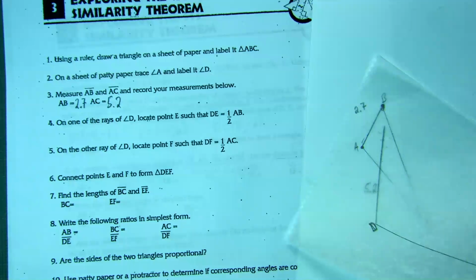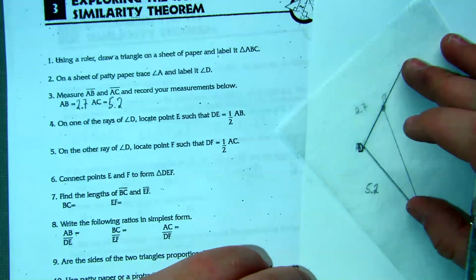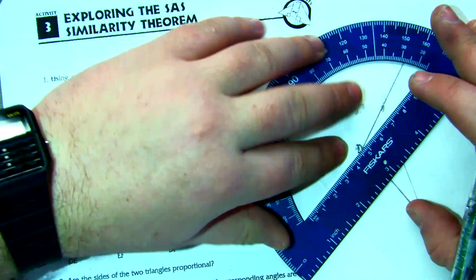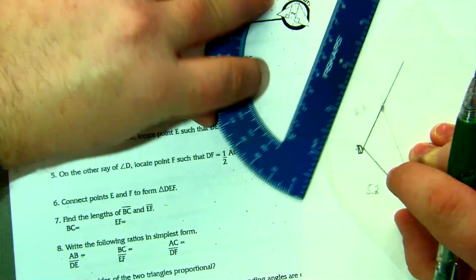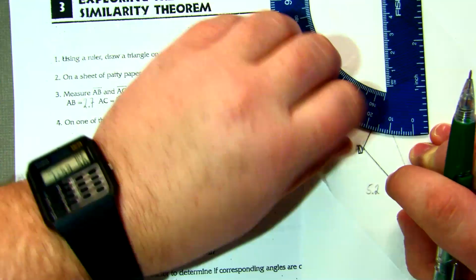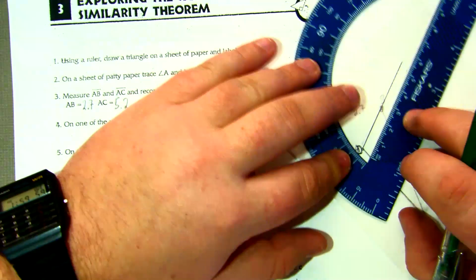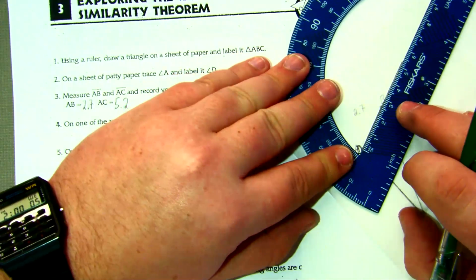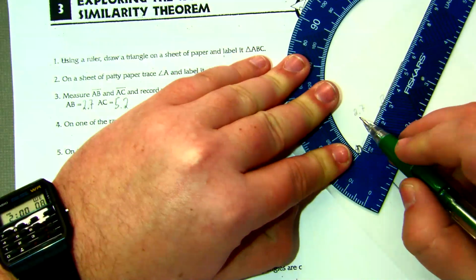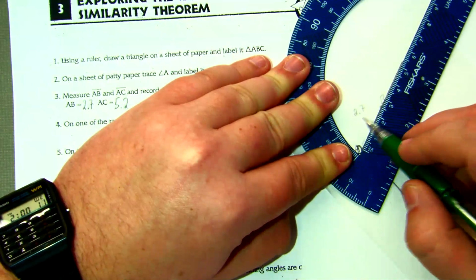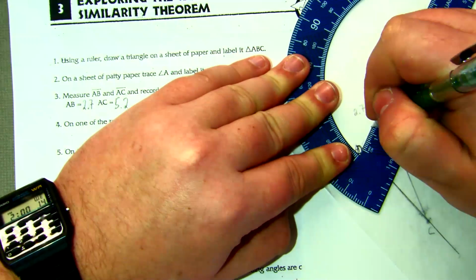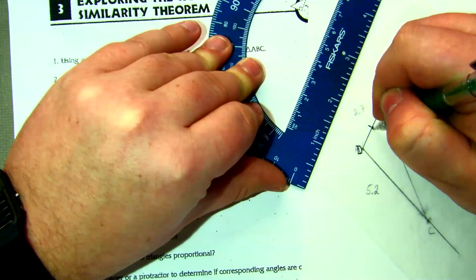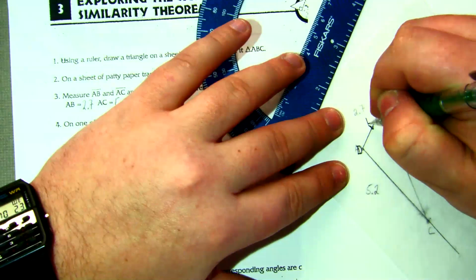After you've measured your lengths, we're going to put our patty paper back on top, and we are going to find the point that is half the length of our original side. So for my side AB, my length was 2.7. Half of 2.7 is about 1.4. So I'm going to put a mark at 1.4, and we're going to call that point E.